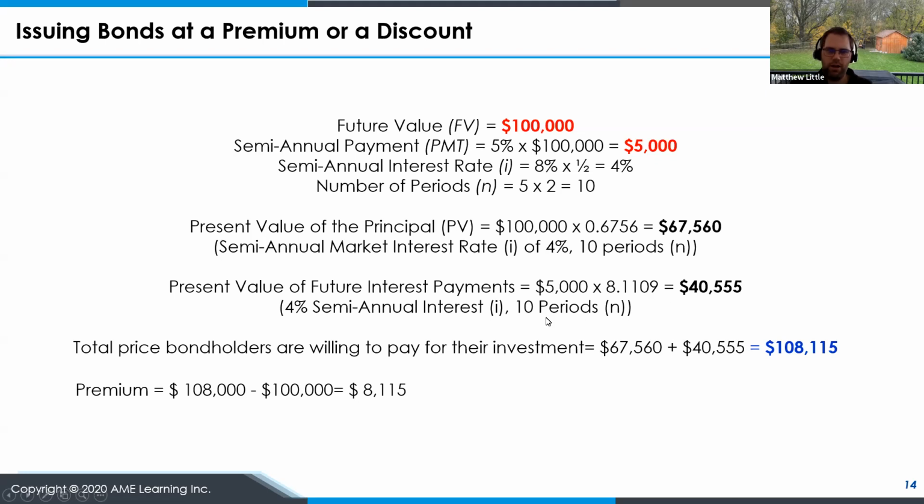Adding the two together, the total cash flow in present value terms would be $108,115. So that tells us that if you take the $108,000 and change less the $100,000 face value for the bond, there is a premium paid for this bond of $8,115, because the present value of the future cash flows exceed the present value of the bond, or sorry, the face value of the bond.